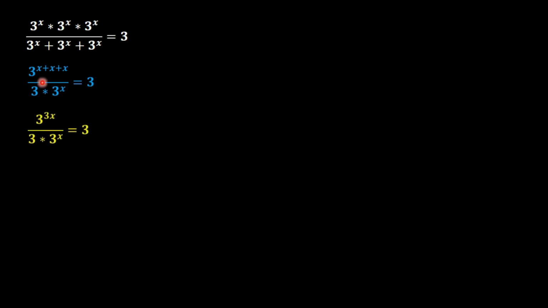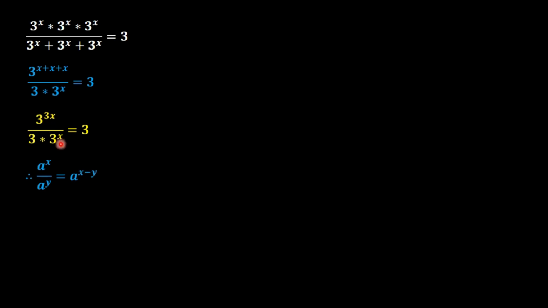Now in the next step, we add up these powers. As a result, we get 3^3x over 3 times 3^x, and the 3 on the right remains the same. Now we apply another basic rule of algebra: if two values are in division and have the same base, then the denominator power is subtracted from the numerator power with one base. We can say that a^x over a^y can be written as a^(x minus y).